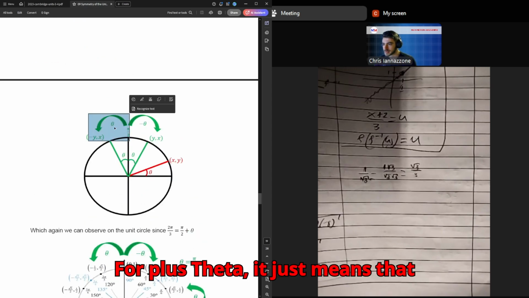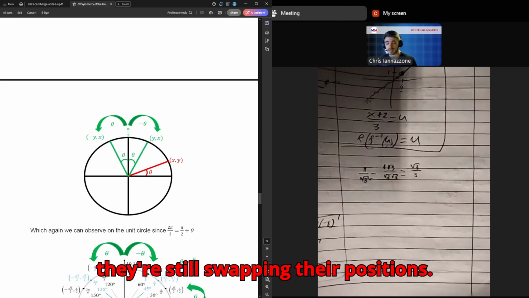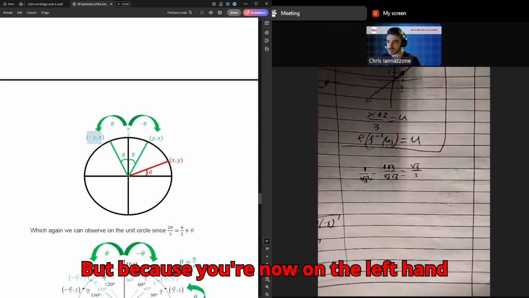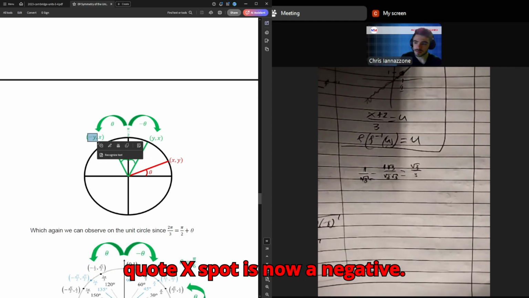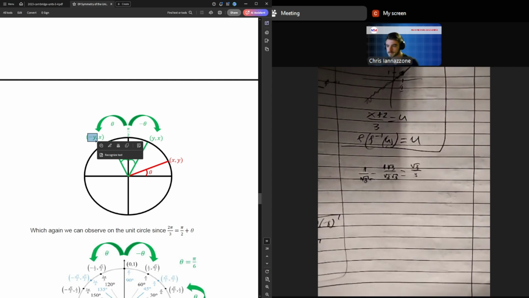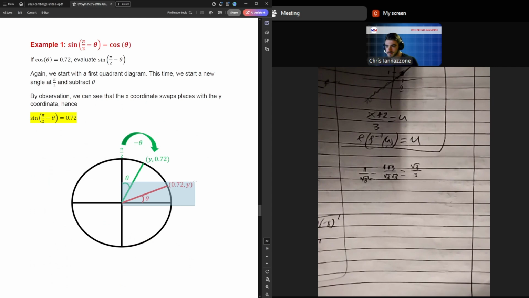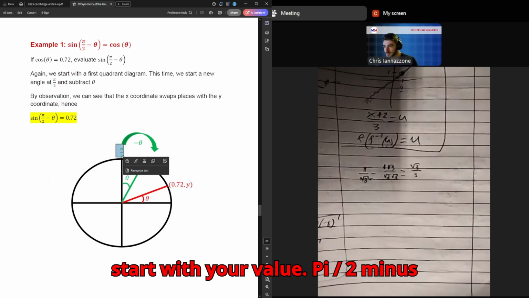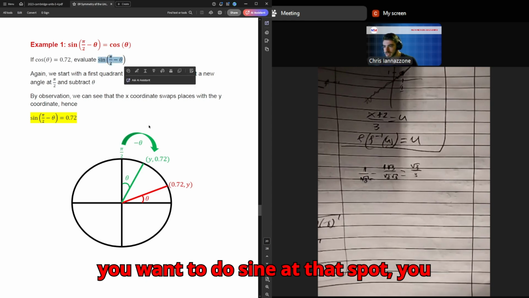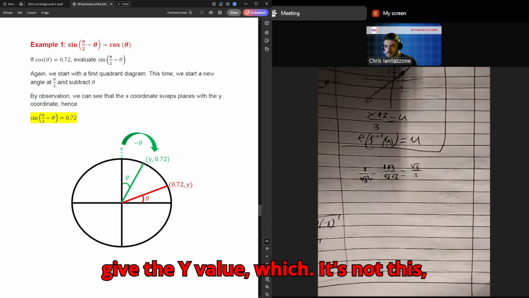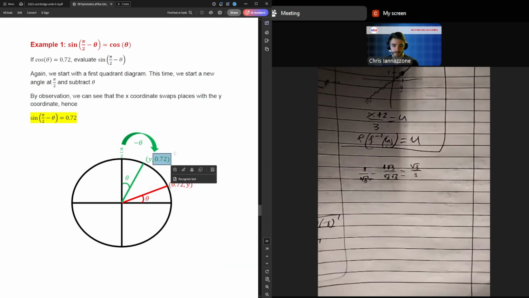For plus theta, it just means that instead of going in this direction, you now go in this direction. So they're still swapping their positions, but because you're now on the left-hand side, this x spot, quote unquote, is now a negative. That's pretty much it. So for sine, again, start with your value. Pi over 2 minus means you flip the coordinates. Because you want to do sine at that spot, you give the y value, which is not this, but the y value in the y spot.